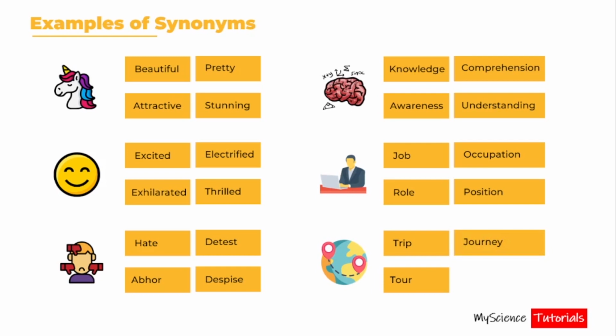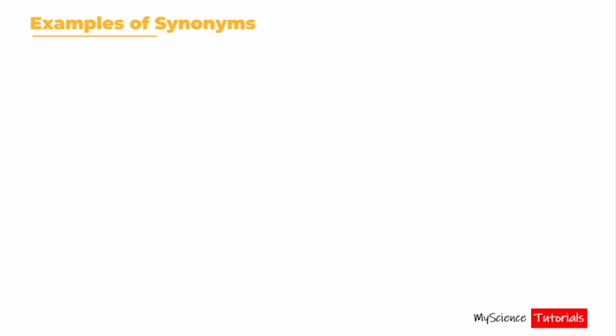Another word we can use to describe trip is journey. He went on a journey to Amazon jungle. He's on a journey. Or you travel. Okay, so trip, journey, tour, or travel, they all mean the same thing. Okay, let's look at more examples.